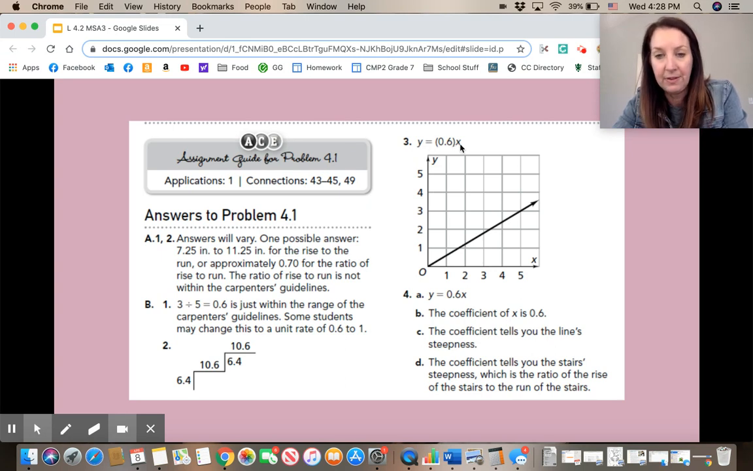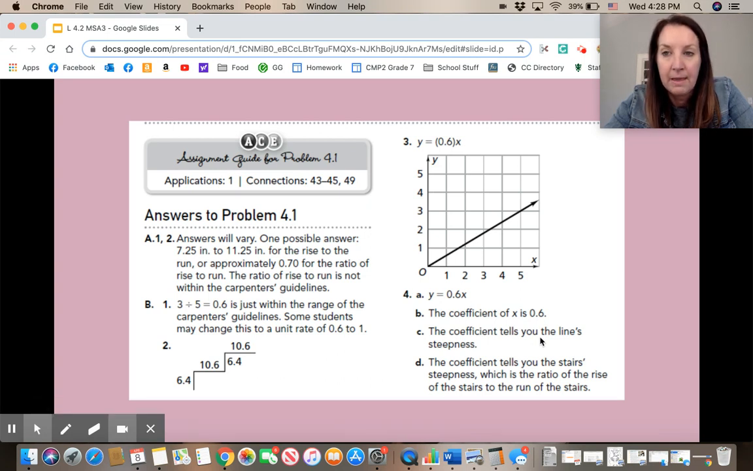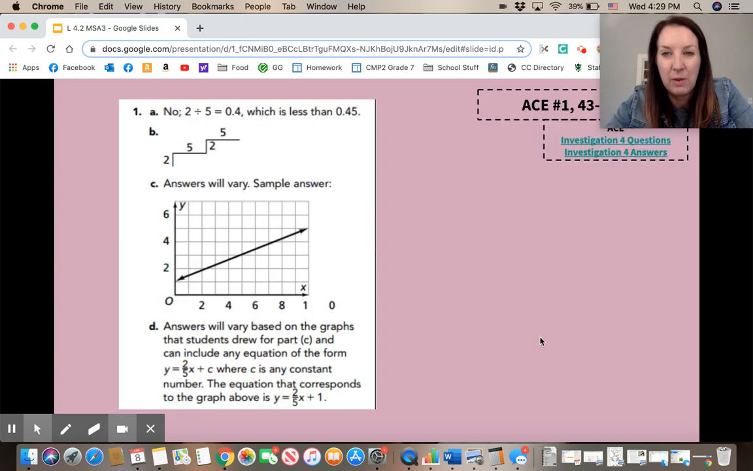If you put 3/5 versus 0.6, that's fine. Then you had to sketch the graph. The equation for A is y equals 3/5 x. The coefficient is 3/5. The coefficient tells you the line steepness, and the coefficient tells you the stairs steepness. So those last two questions were a little confusing, but I think we got it now.